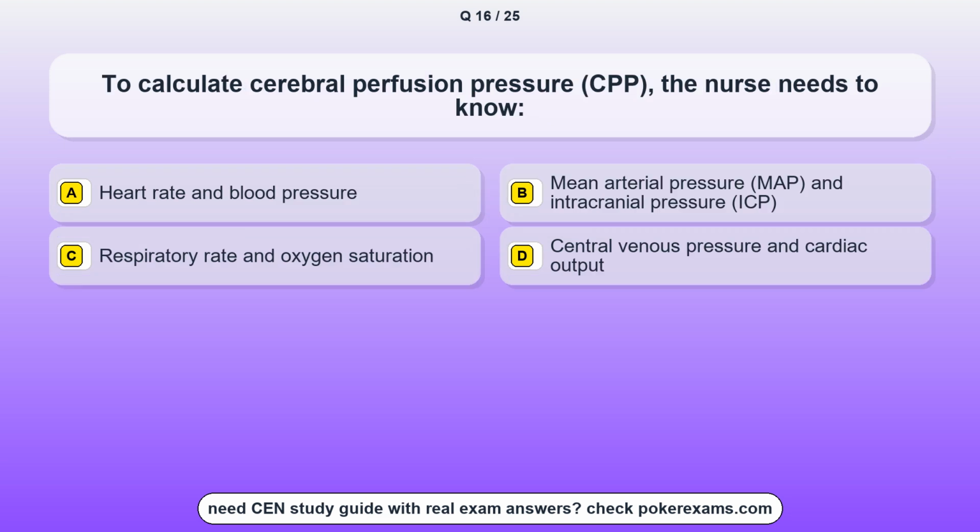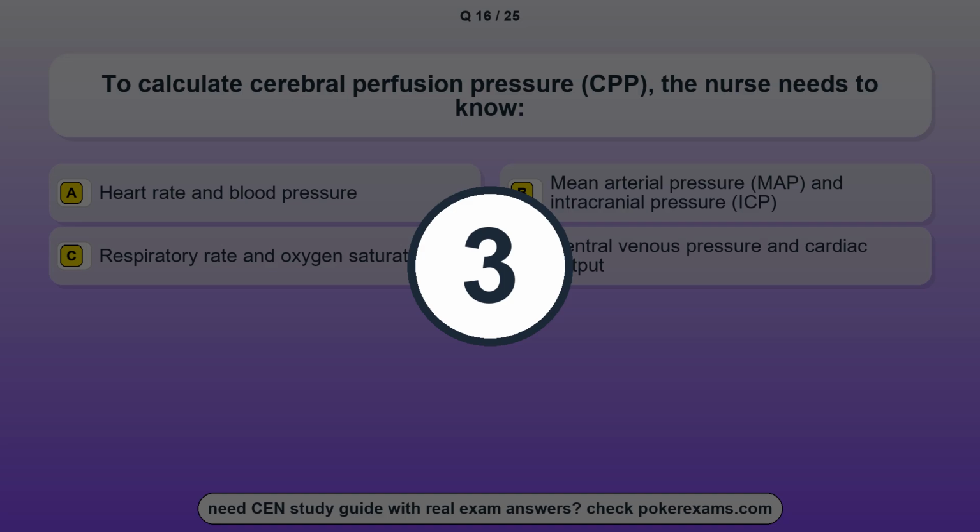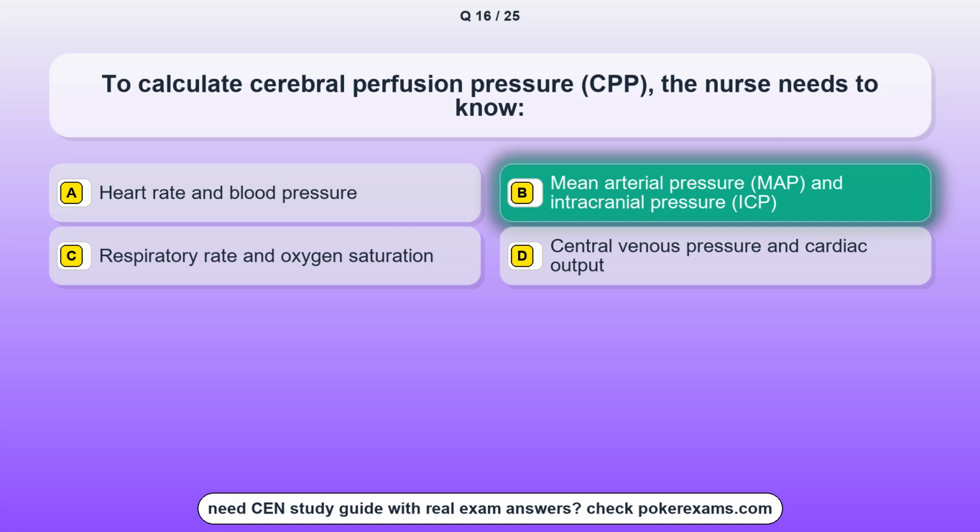Question 16. To calculate cerebral perfusion pressure, CPP, the nurse needs to know Option A heart rate and blood pressure, Option B mean arterial pressure, MAP, and intracranial pressure, ICP, Option C respiratory rate and oxygen saturation, Option D central venous pressure and cardiac output. The correct answer is Option B, mean arterial pressure, MAP, and intracranial pressure, ICP.